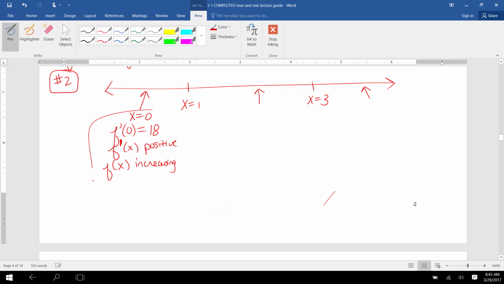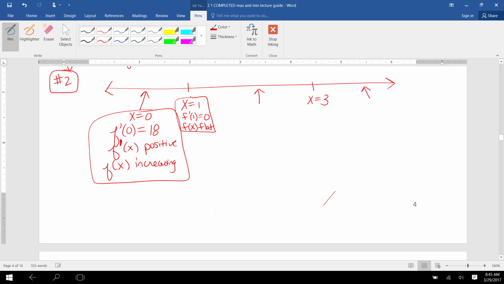So I understand the behavior of f of X to the left of X equals 1. We know at X equals 1, f prime is equal to 0. Remember, it's a critical point. When you let X be 1, f prime will be 0. That means right at that instant, f of X is flat for an instant.